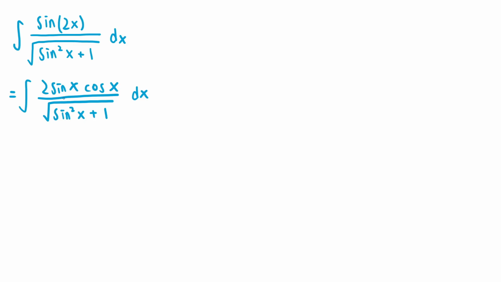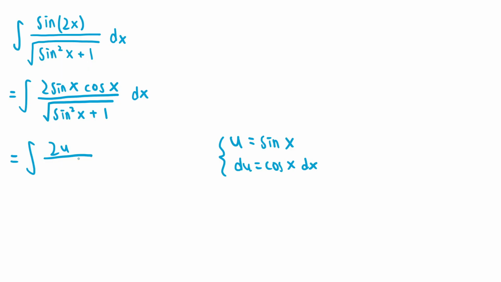Since the derivative of sine of x is cosine of x, this means we can do the substitution u equals sine of x, which means du equals cosine of x dx. If we substitute this into the integral, this becomes the integral of 2u over the square root of u squared plus 1 du, since we would replace the cosine x dx with du, and since u equals sine of x, 2 sine of x over the square root of sine squared of x plus 1 just becomes 2u over the square root of u squared plus 1.